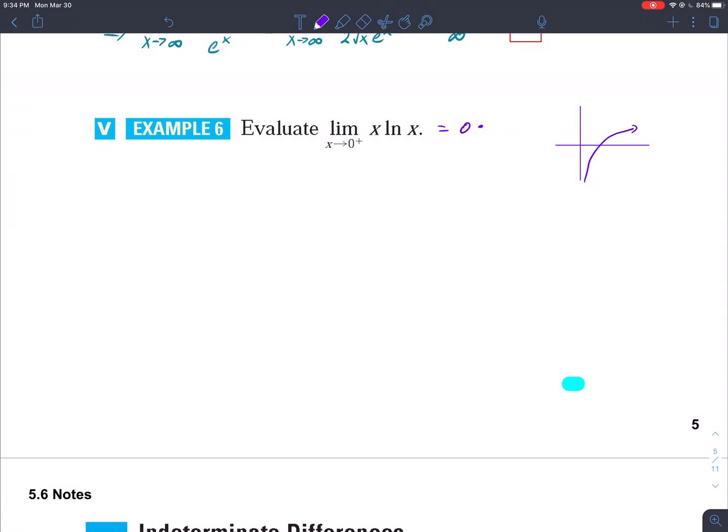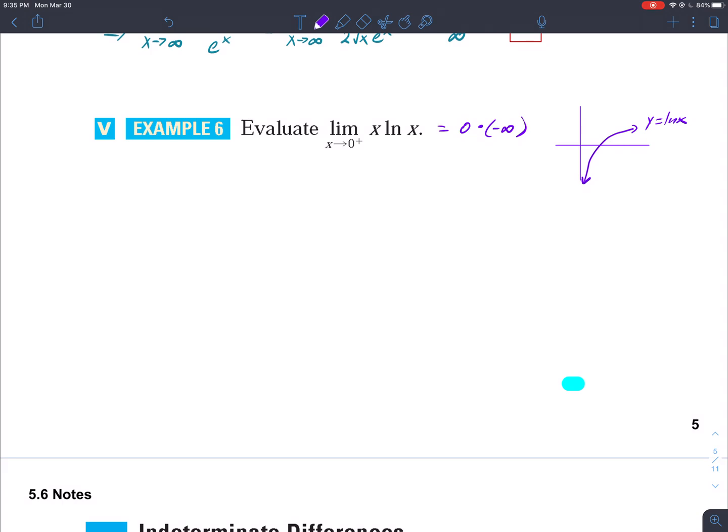There is an asymptote over here as x approaches 0. As x approaches 0 from the right side, positive means from the right. I may have said left earlier. I meant from the right. As x approaches 0 from the right, this function approaches negative infinity. Again, this is y equals ln of x. So we've got a 0 times negative infinity scenario. It is exactly the situation we are describing. It is an indeterminate product, right?